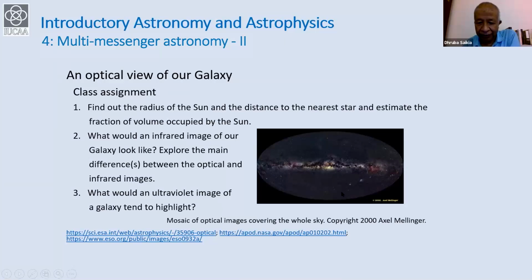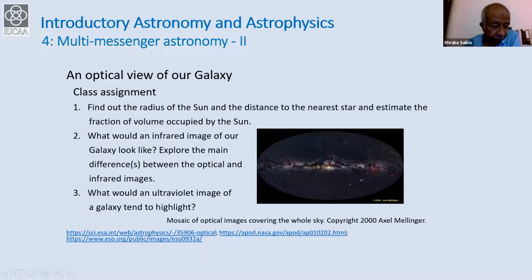And here I've just re-shown the image of our galaxy in the optical region of the spectrum, which shows the disk of our galaxy. This is in galactic coordinates, where the equator is the galactic equator, and right in the center is the galactic center. What you see in the southern two bits over here are the Large Magellanic Cloud and the Small Magellanic Cloud, which are visible as diffuse patches of light in the southern hemisphere. And this is a mosaic of optical images covering the whole sky, put together by Axel Mellinger.